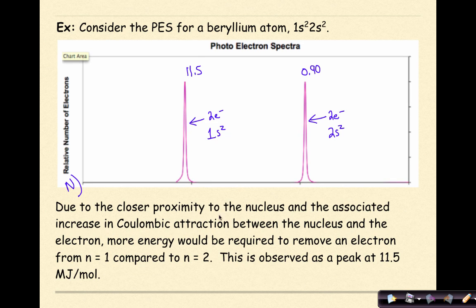Due to the closer proximity to the nucleus and the associated increase in Coulombic attraction between the nucleus and the electron, more energy would be required to remove an electron from the first shell compared to the second shell. This is observed as a peak at 11.5 megajoules per mole. So compared to helium and hydrogen, this beryllium atom has a much higher energy associated with 1s2 compared to those other 2 elements, due to the increased nuclear charge affecting these electrons in the first shell.